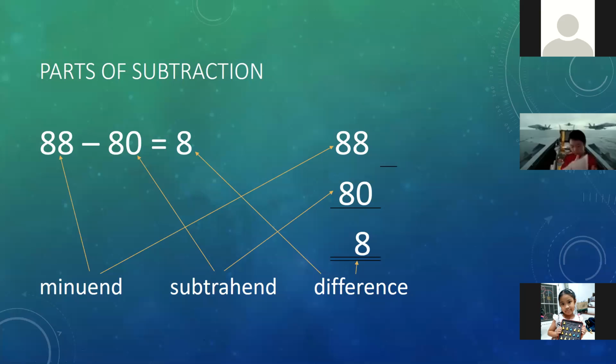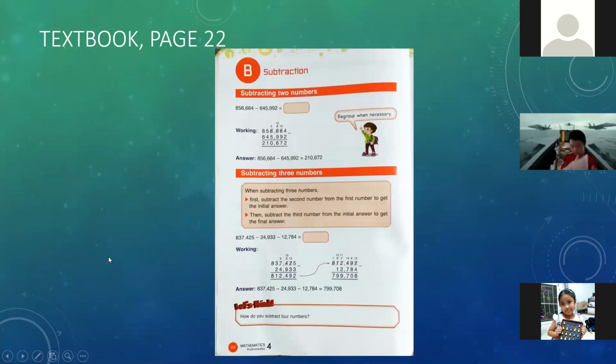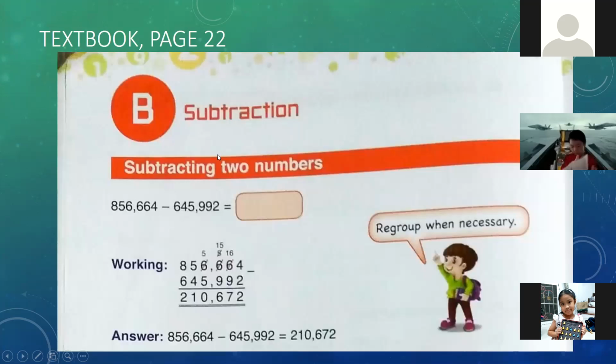Okay, please remember this. Minuend, subtrahend, and difference. In addition, addend plus addend equals sum or total. In subtraction, minuend minus subtrahend equals difference. Okay, let's proceed now to our lesson. On page 22, I'm going to explain and show you the examples. Subtracting two numbers.